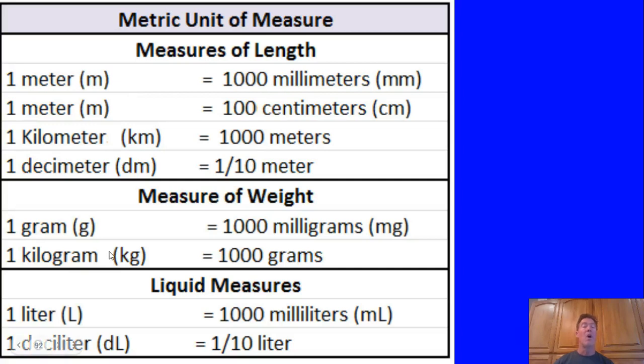Yet another way. Oh, this is just measures of length. So when we talk about length, the measures we typically use are the meter and the kilometer. Those are the two we typically use. And we can convert these because we know milli means 1,000th. 1 meter is going to be 1,000 millimeters. And 1 meter is going to be 100 centimeters.